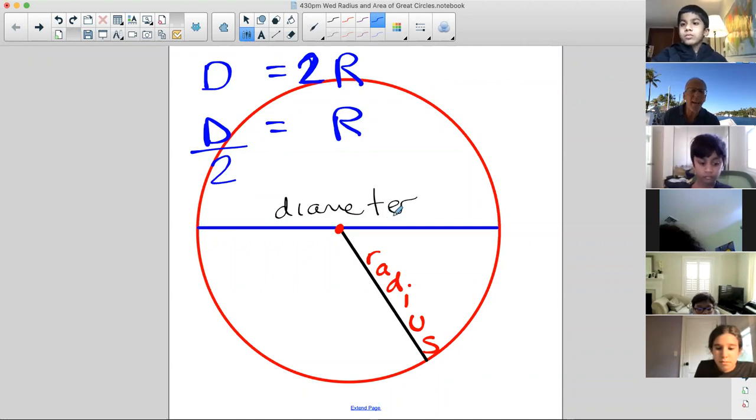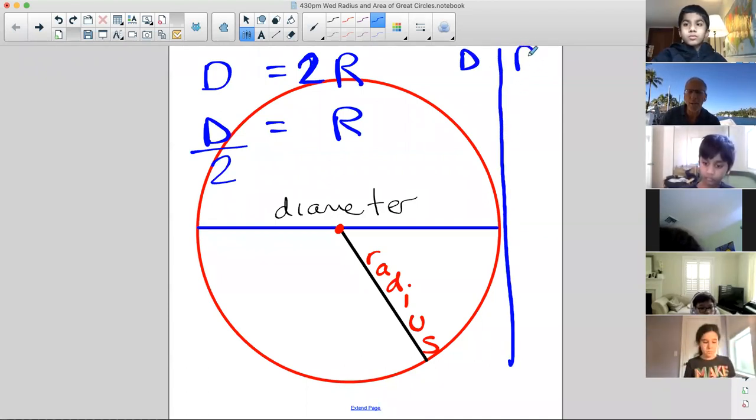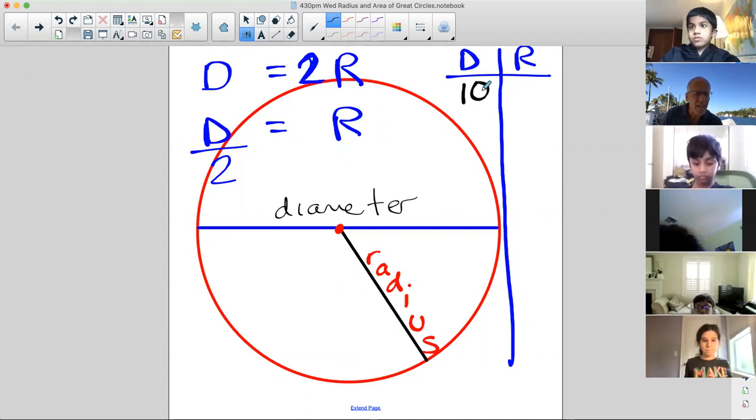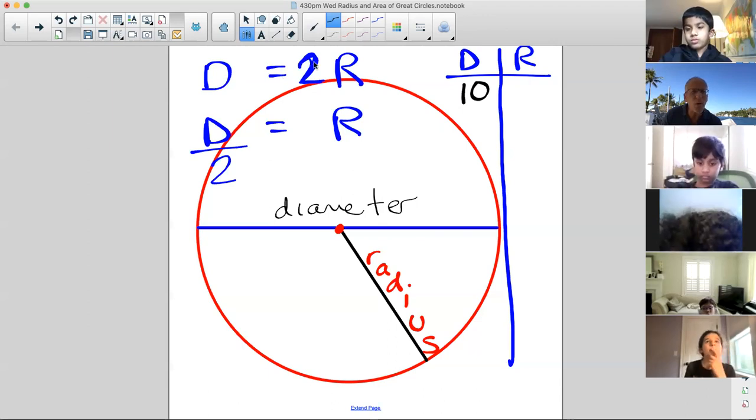So we're gonna make a little chart, okay? Diameter and radius. Are you ready? This is half the diameter. Now, what do you multiply by the radius to get the diameter? Okay, so Will, why don't you listen to this, buddy? Will, if the diameter was 10, and we know that the diameter divided by 2 equals the radius, or the diameter equals 2 radius or radii.